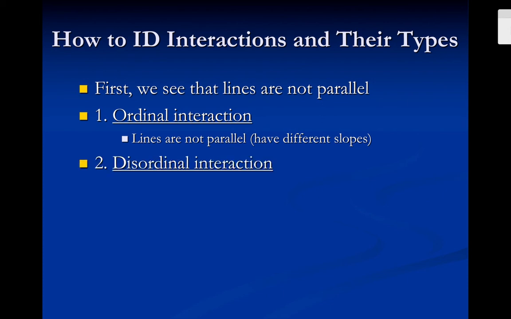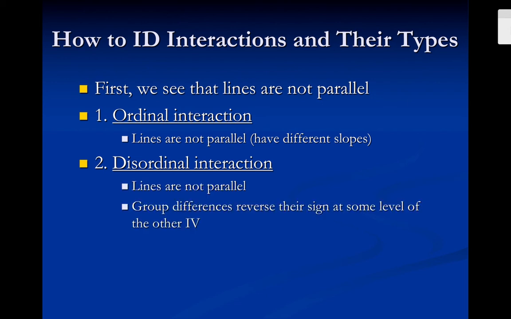Our second type of interaction is what we call a disordinal interaction. Again, our lines are not parallel, so they have different slopes, but now our group signs or our group differences have reversed their sign at some level of the other IV. Now, if you're asking yourself, okay, what does that mean? That essentially means, did the lines cross or did they not cross? For us, if our lines are not parallel and the group differences reverse their sign at some level of the other IV, that means that the lines cross.